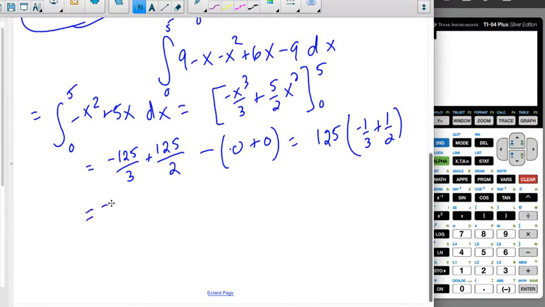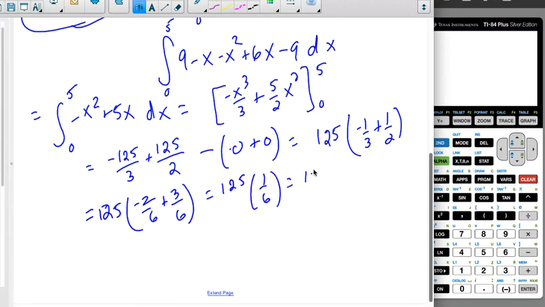So I'm going to get that this is a 125, right? And then I'm going to make these 6. So this is a negative 2/6 plus a 3/6. So I get this is 125 times 1/6, or 125 over 6, right? So that's what that area should be.